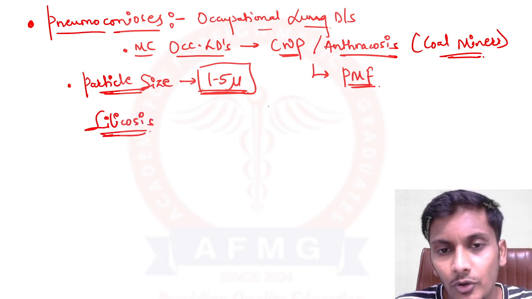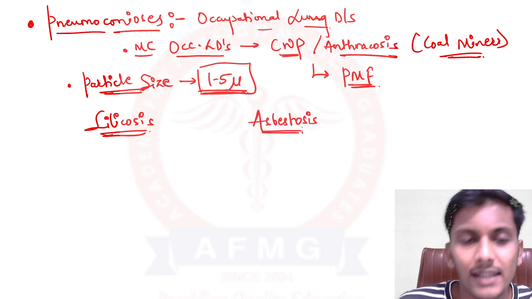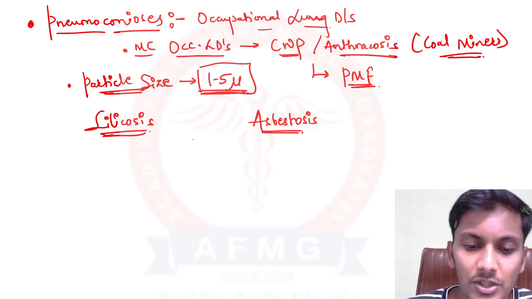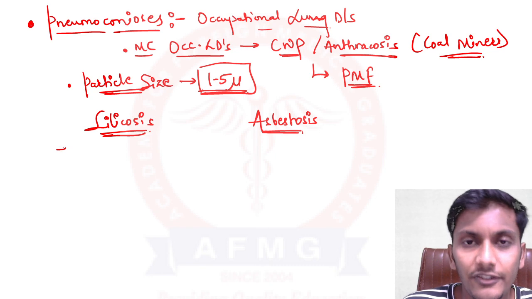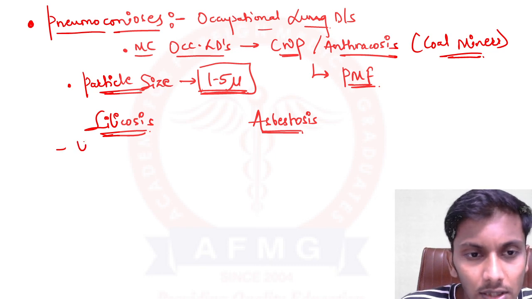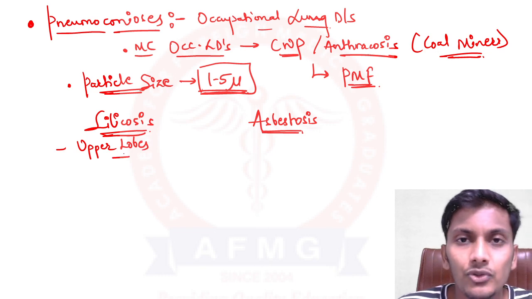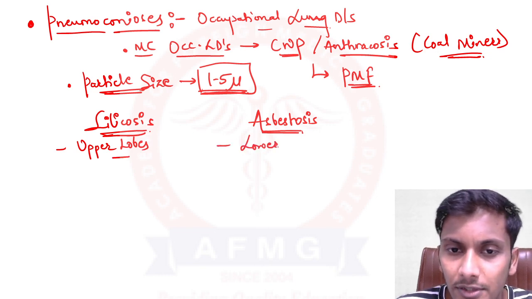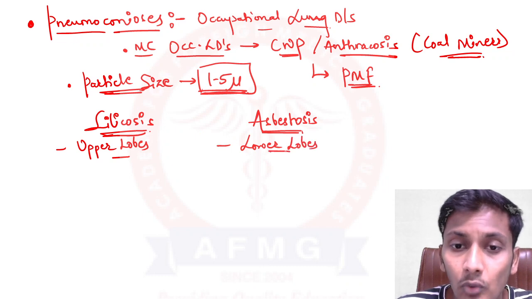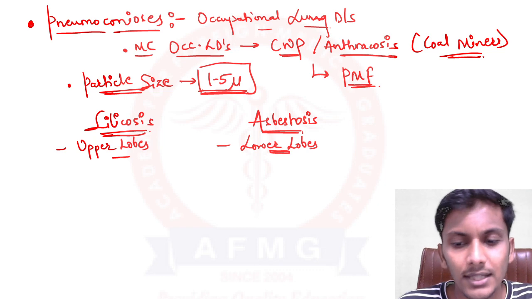Moving further to the next two important diagnoses that we had in our first question. These are two very important pneumoconiosis, guys, silicosis and asbestosis. Always compare them and read; that becomes very easy then. The most important differentiating feature: in silicosis, usually the upper lobes of the lungs are affected, whereas in asbestosis the lower lobes are predominantly affected. Upper lobes in silicosis, lower lobes in asbestosis.